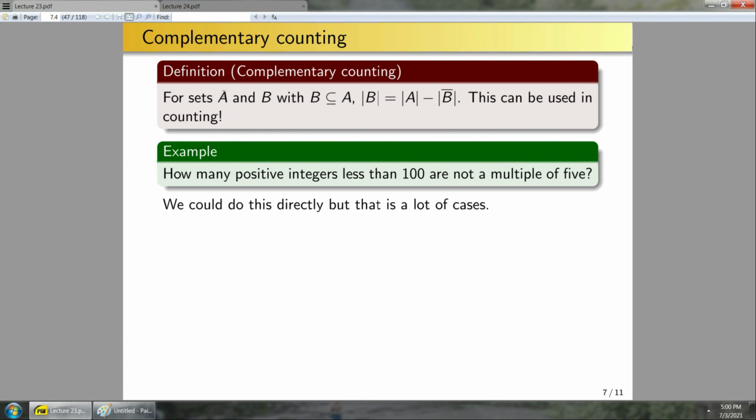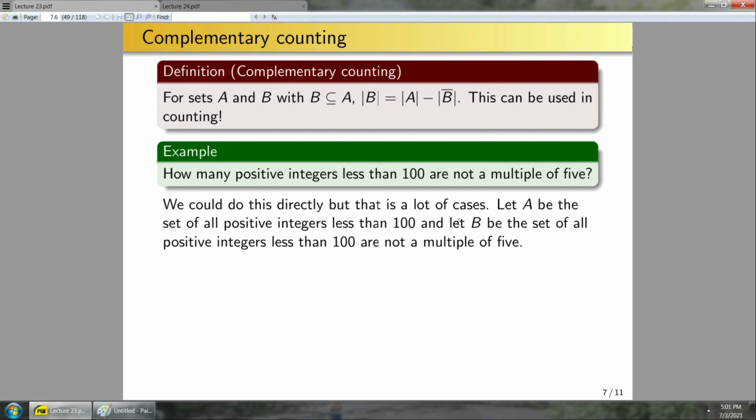Well, first I need to know what A should be for this problem. In general, when applying the complementary counting principle, you need to let A be the set of all of the possible events for this problem in consideration. So here, A will simply be the set of all positive integers less than 100. Now B is going to be the collection of all positive integers less than 100 that are not multiples of 5. So B is the thing that I want to compute, but it's kind of hard to compute on its own. So from here, clearly, the size of A is simply going to be 99, and the set B complement is simply going to be the set of all integers divisible by 5.